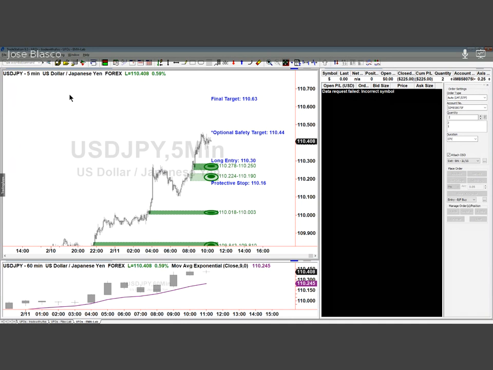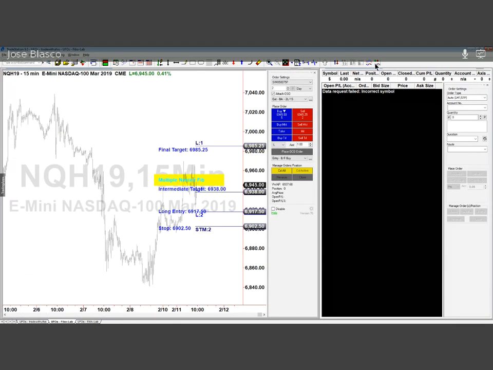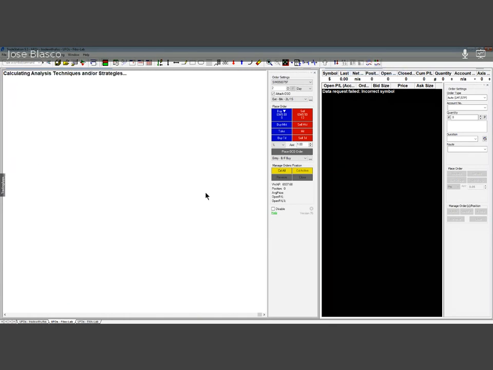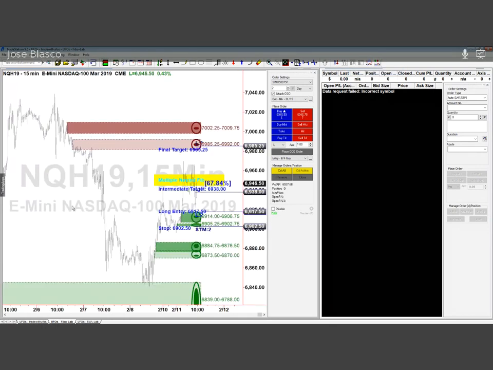Yep, see the NQ again. Let me activate the UFOs as well, so that way if you take a screenshot, it's going to be much more meaningful. Here we go. Here's the Nasdaq.